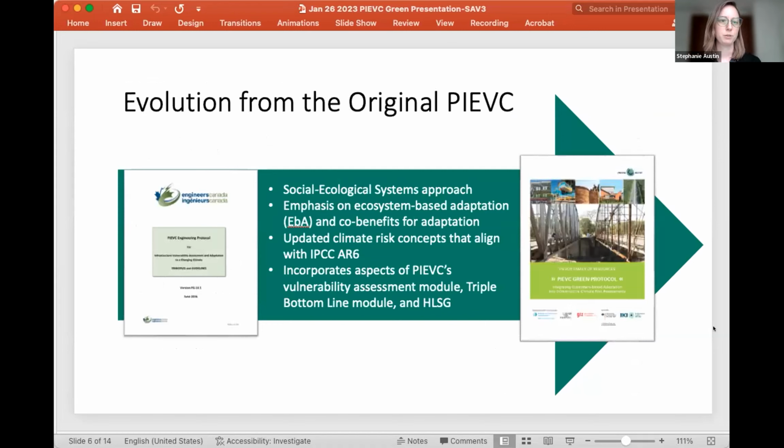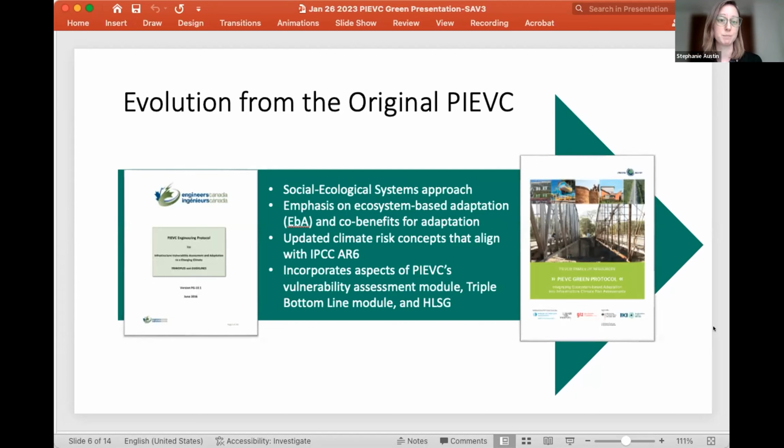So I've already mentioned a few of these, but some of the main changes overarching from the original PIEVC protocol to the PIEVC Green Protocol is a broadened scope from the infrastructure system to include also the broader social ecological system. We've integrated the concepts of ecosystem-based adaptation and ecosystem services. We have updated the climate risk concepts and terminology to align with the IPCC AR6.